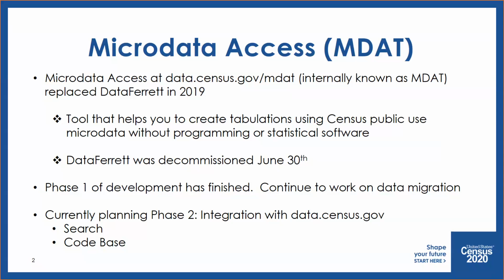We are planning on working on phase 2, which is an integration with data.census.gov. The first step is to integrate with search. So if someone were to search for poverty, it would be great to have those tables, but then also to have the option: can't find what you want, what about trying microdata access to make your own custom tabulations? And then also the code base. I'll point out some differences in the code base. Luckily, they are slowly integrating, and we're working to get those two things in line.